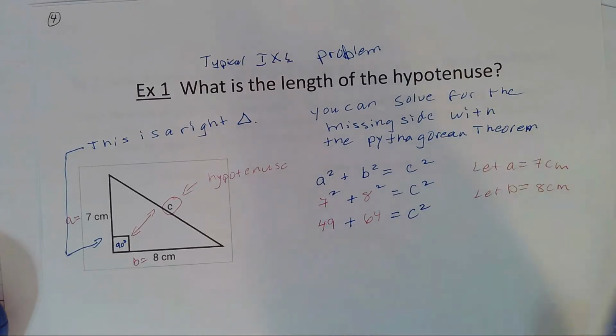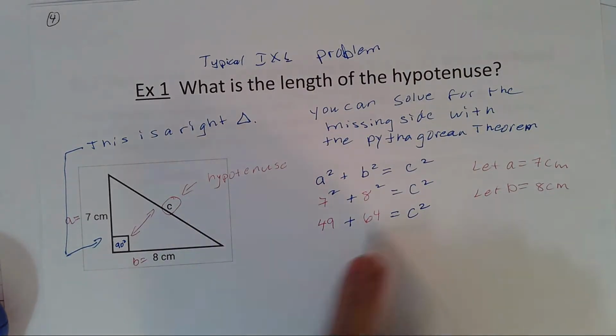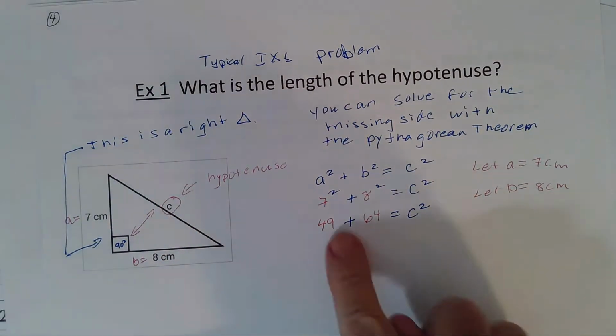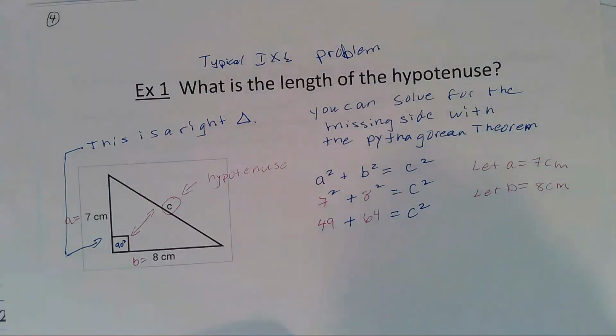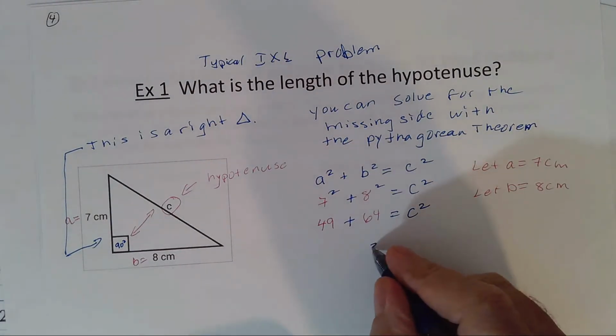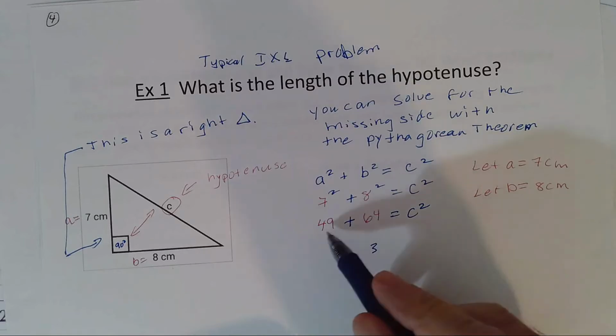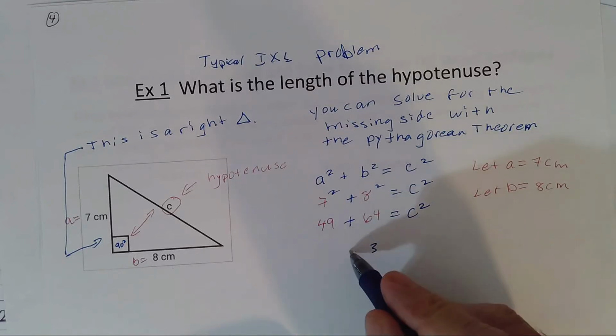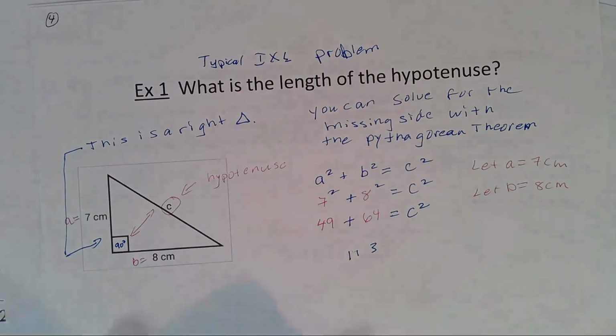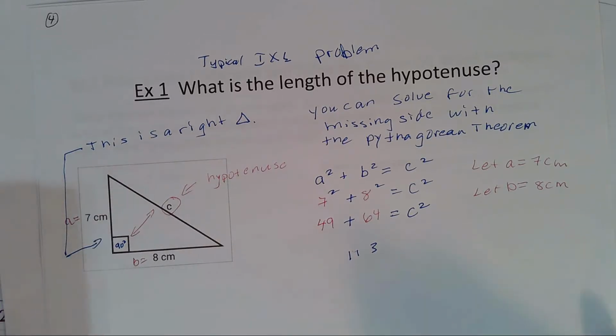All right? So what is 49 plus 64? 9 and 4, that looks like 13. 6 and 4 is 10, and 1 is 11, so I think that's 113. Let me just see if I'm right. So 7 squared, that's 49. 49 plus 64, because I can even make mistakes. Yep, 113. So 113 equals c squared.